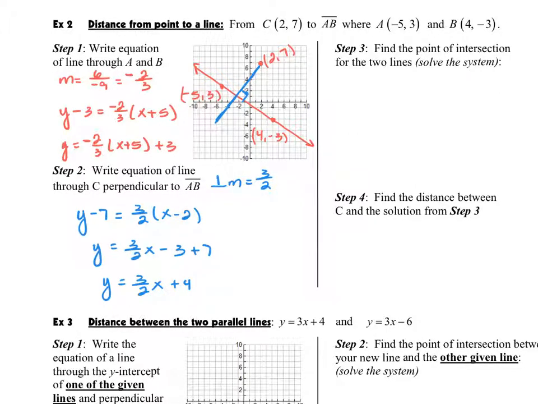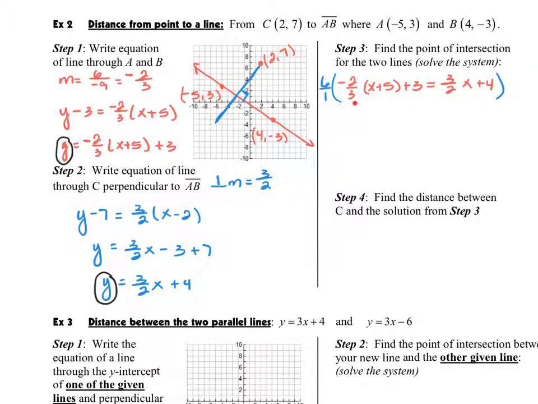Now, the other thing that I need, I have my red line, I have my blue line. I need to know where they intersect. That's step 3. So I'm going to take these two equations and set them equal to each other. I can do that because both of the equations equal y. So since they both equal y, they can equal each other. So I'm going to have a negative 2/3 x plus 5 plus 3, and that's going to equal 3/2 x plus 4. Now, nobody really likes the fractions on this problem, so we're going to clear them out by multiplying by the least common denominator, in this case, a 6.